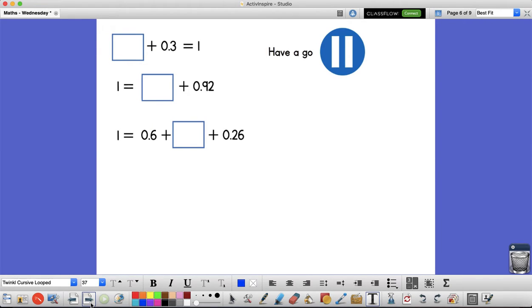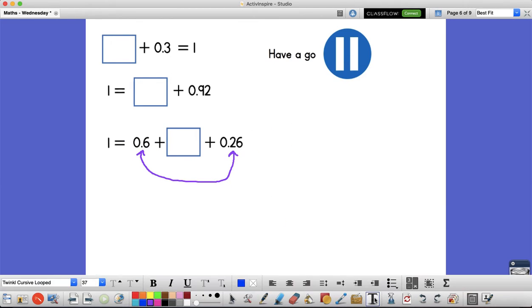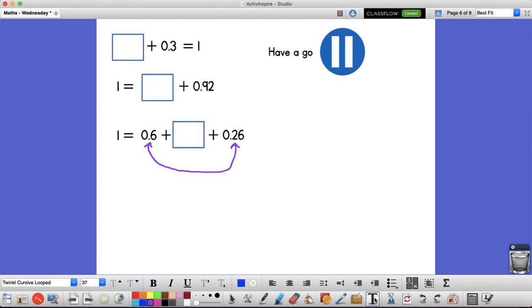Now I want you to have a go at these first 3 questions. Can you figure out how many tenths or hundredths we need to add to these to make 1 whole? On your third one, you have got 2 numbers. So the first step is to add 0.6 and 0.26 together to find out how many you have got. Pause the video here, have a go, and then come back and we will do the answers together.